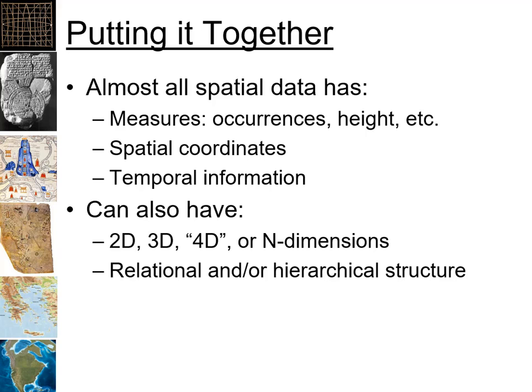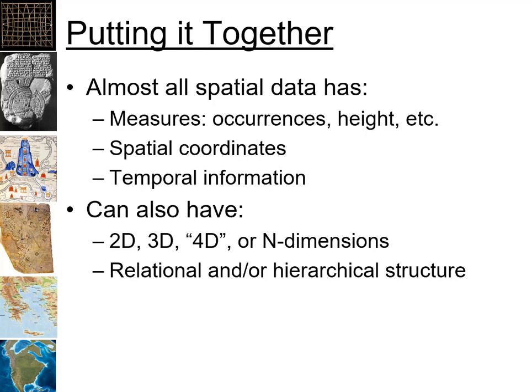Now we put those together and look at almost all spatial data. We find that everything's got some type of measure, maybe occurrence or height or something else, temperature, precipitation. All of it has some spatial coordinates and all of it has some temporal information. Even if the data doesn't have a date stamp on it, it was collected at some point in time and the world keeps changing. So that's something to remember with your data. Temporal things can come up and bite us in our models if we're not remembering that our data was collected at a specific point in time. And if that was 20 years ago, well, things in the ground may have changed a lot.